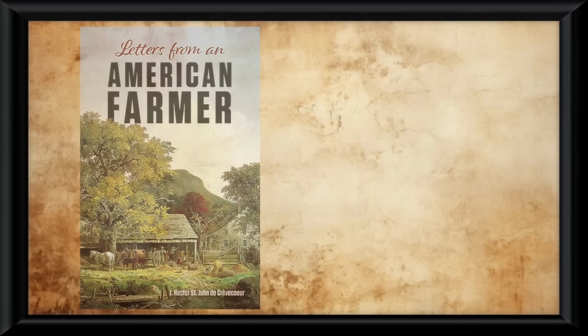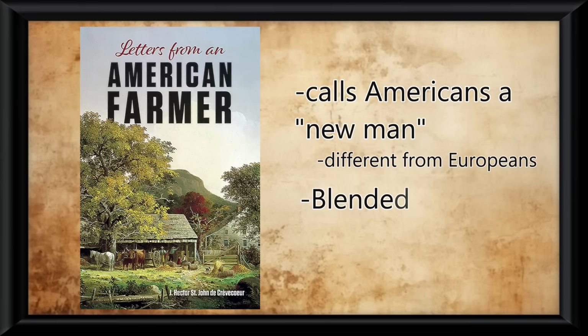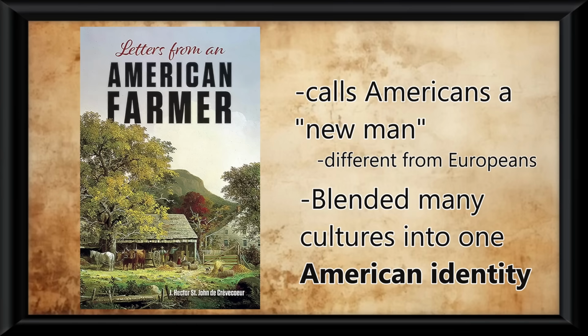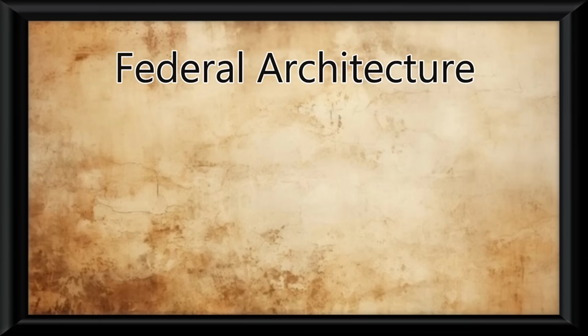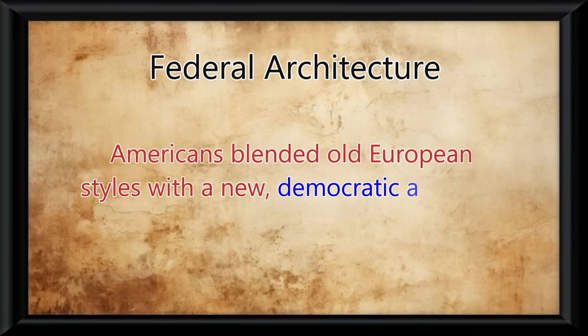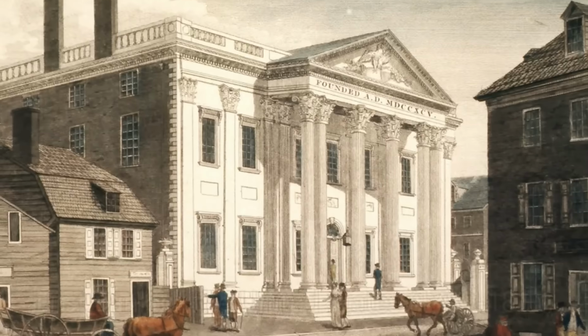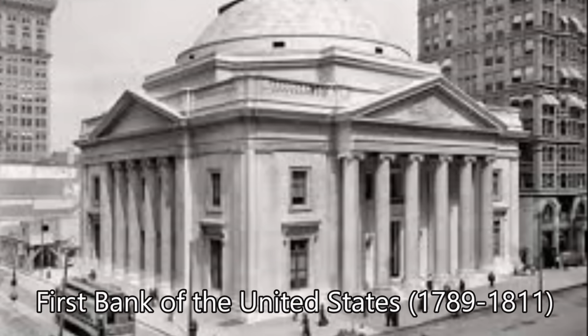The same search for identity appears in Hector St. John de Crèvecoeur's Letters from an American Farmer, where he famously calls Americans a new man, different from Europeans, blending many cultures into something distinctly American. This cultural shift wasn't just about words, it was visual too. Federal architecture is a great example of how Americans blended old European styles with a new democratic aesthetic. Take Girard's Bank in Philadelphia, completed in 1797. The building represents strength and stability.